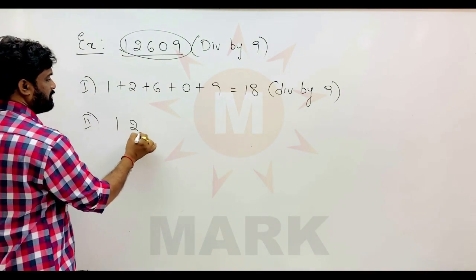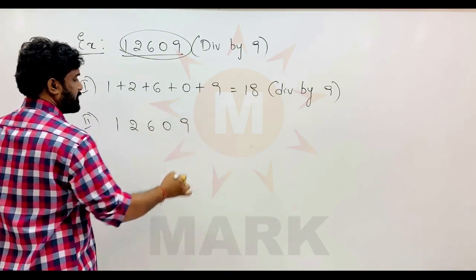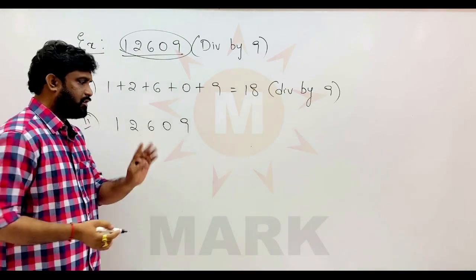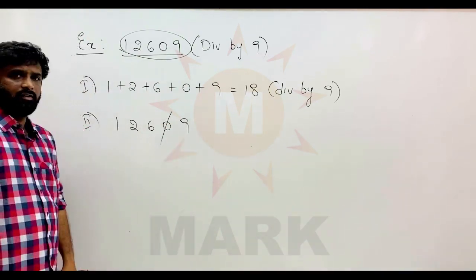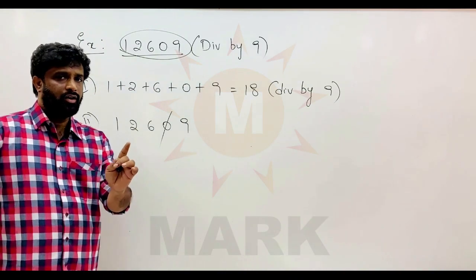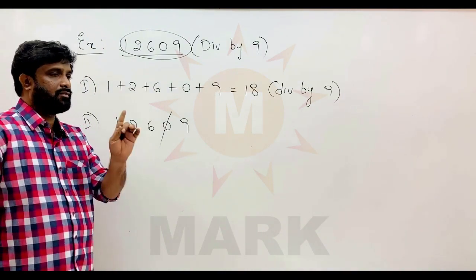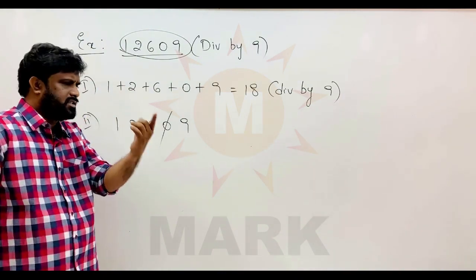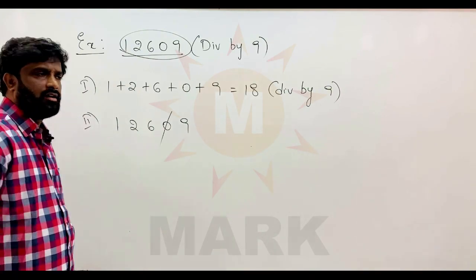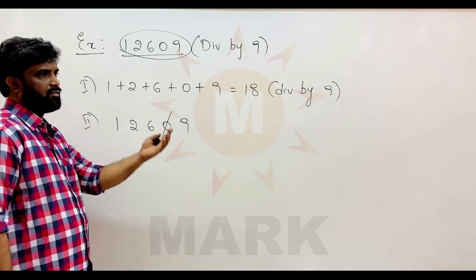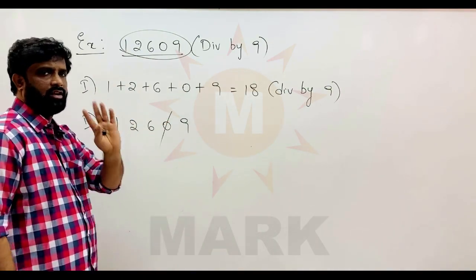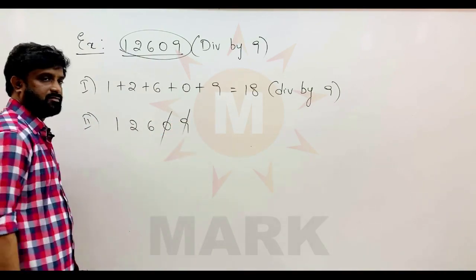So you know this very well. 12609. Same as with 3, first you have to strike off zeros. Then you have to strike off the multiples of 9. The single digit multiple of 9 is 9 only. For 3 there are 3 multiples, you can strike off 3, 6 and 9. For 9 there is only 9. And then strike off all the 9s.